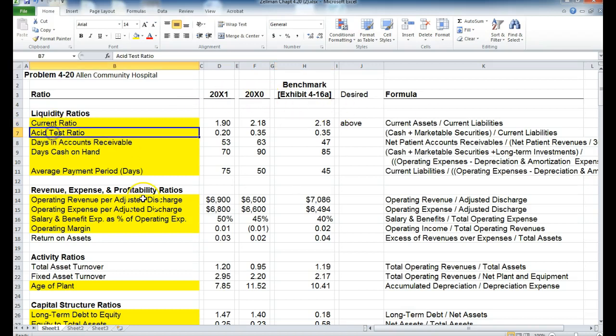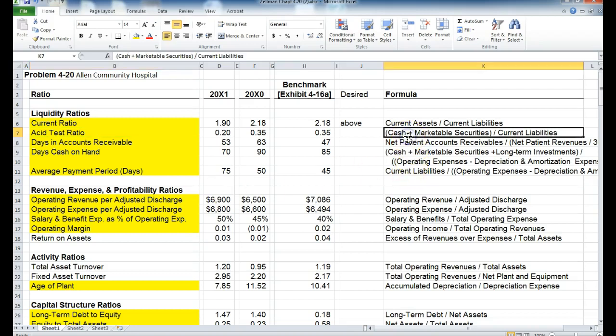Then we move on to the acid test ratio, which is similar to the current ratio, but it takes out accounts receivable and other types of current assets. It only looks at cash and marketable securities divided by current liabilities. Here, our benchmark is 0.35, and again, for year 2000, we are at the benchmark, and in year 2001, we are below the benchmark. Here the desired position again is above, and so we would conclude that based on the current ratio and the acid test ratio, there could be a potential liquidity problem.